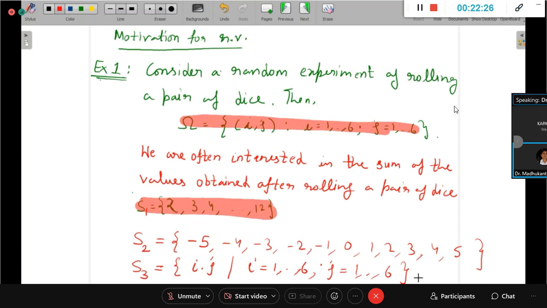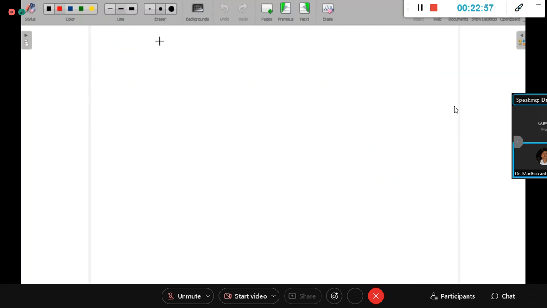Now you want to ask yourself, what is the probability that their difference is minus 2? What is the probability that their sum is 4? What is the probability that their product is 36? And so on. So let's consider this case: S1 is the sum of the two dice. We are interested in assigning the probabilities to them.